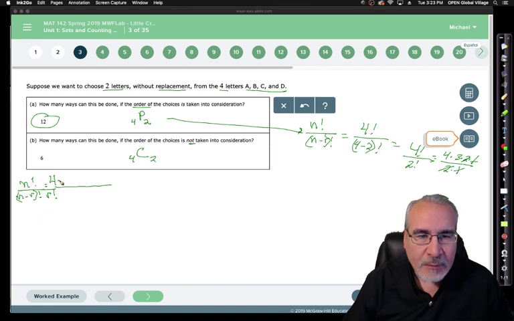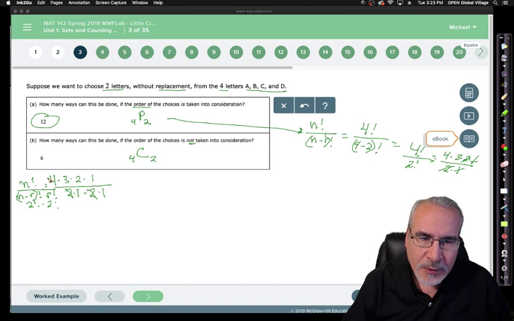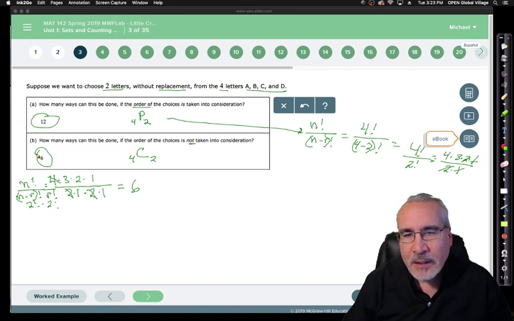So that gives us in the top 4 times 3 times 2 times 1. In the bottom, this is going to give us 2 factorial times 2 factorial, right? So that's going to be 2 times 1 times 2 times 1. And again, 2 times 2 is 4, so we could cancel that way. The ones all cancel, but we're left with just 3 times 2 in the top. That's 6, and that also is the answer we got right there. So we'll mark this one down and keep moving forward to the next problem.